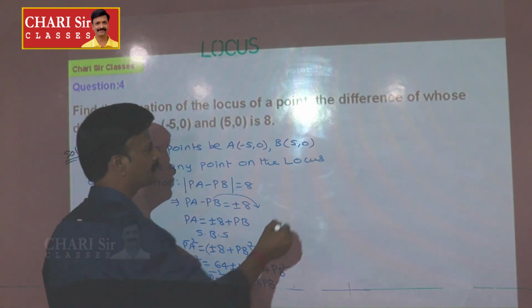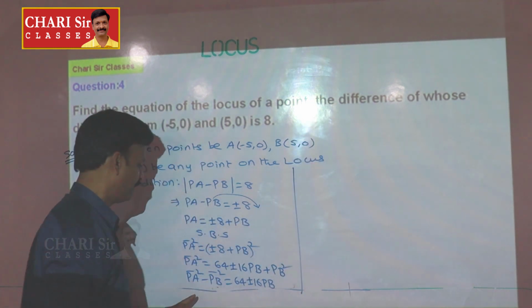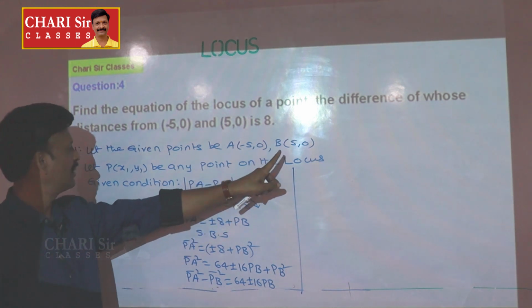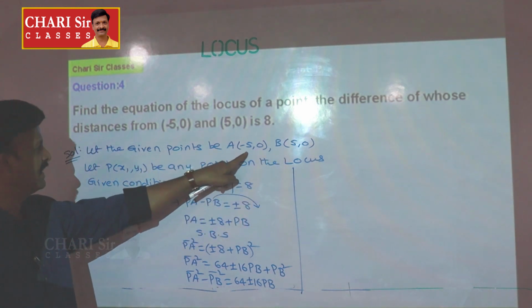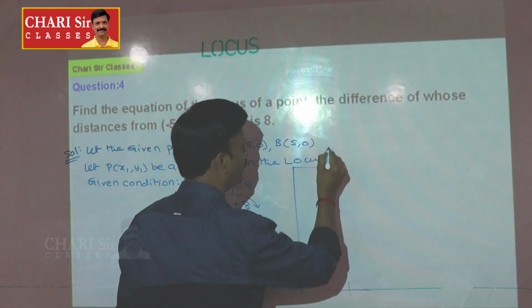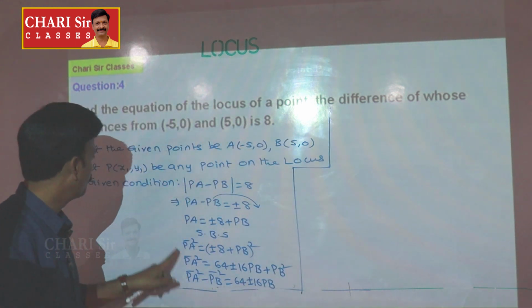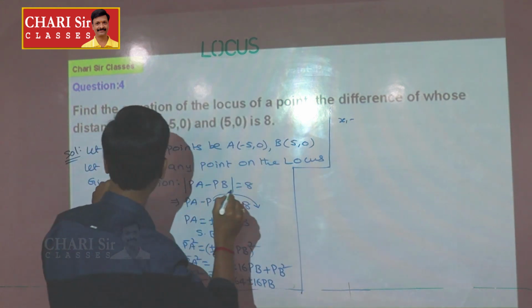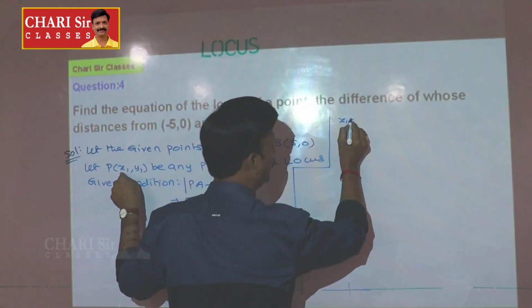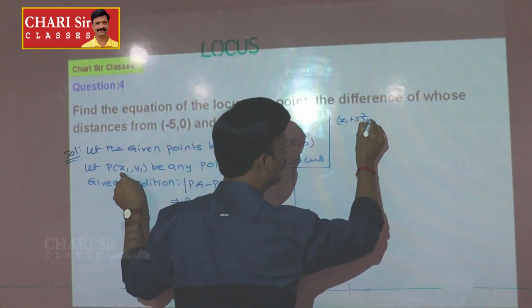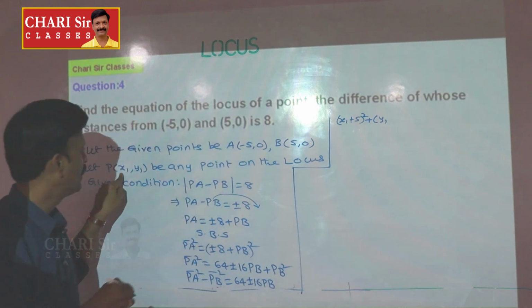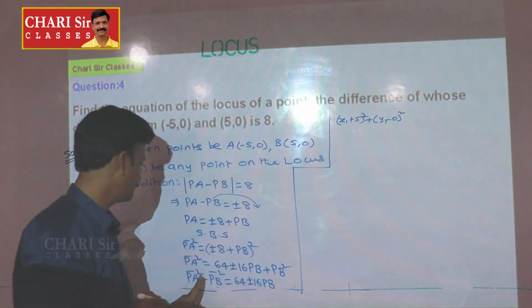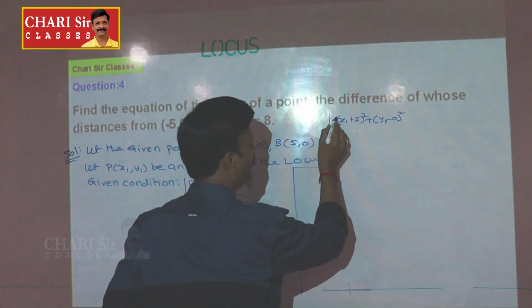Okay. Now we can put the points in this, right? PA square, what is P? P is x1 comma y1 and A is minus 5 comma 0. So let's write down here. So PA square means x1 minus of minus, plus x1 plus 5 whole square plus y1 minus 0 whole square, that is PA square minus PB square. So we can put it here.